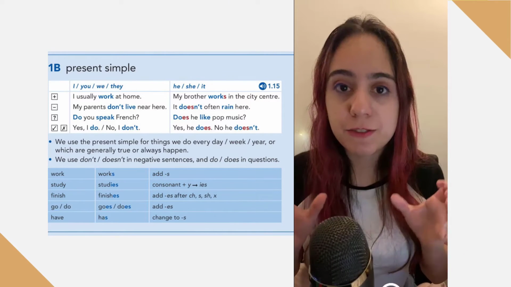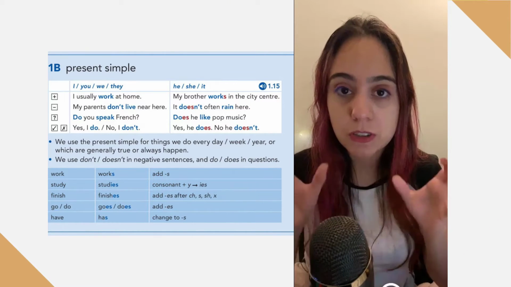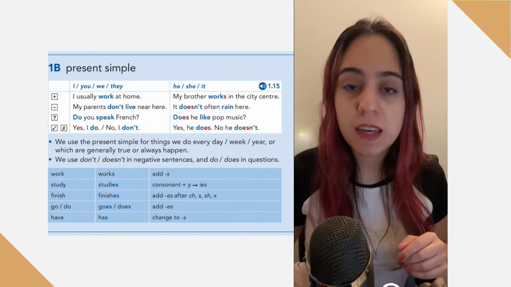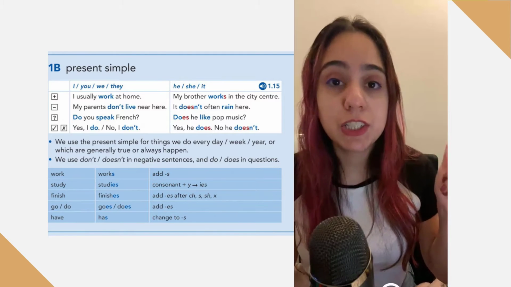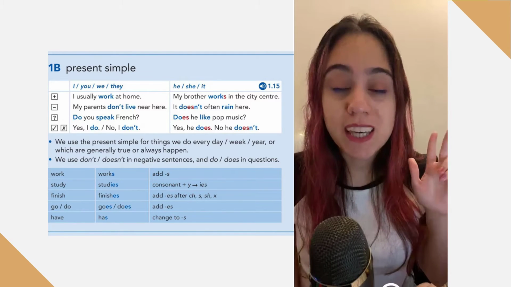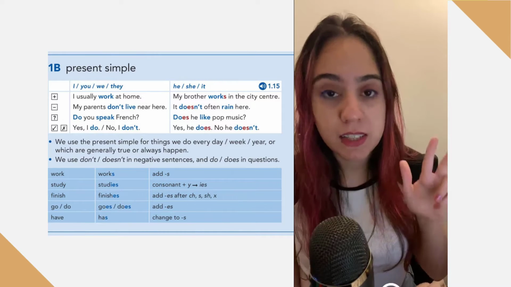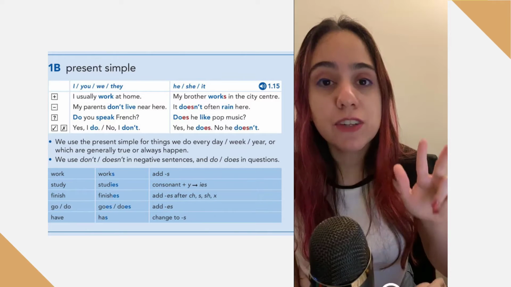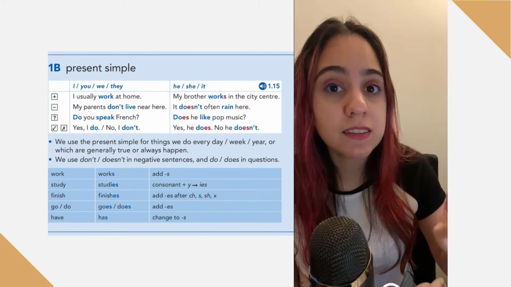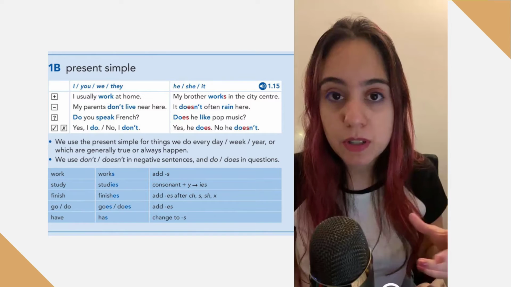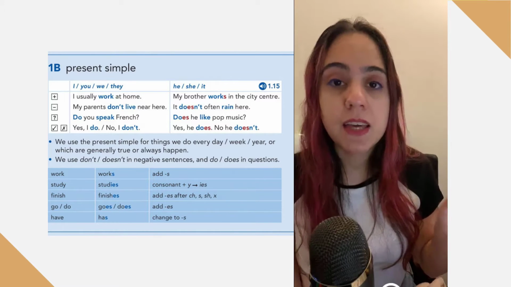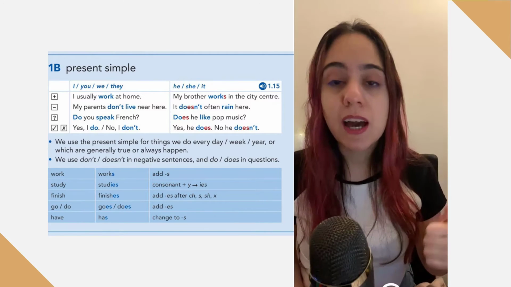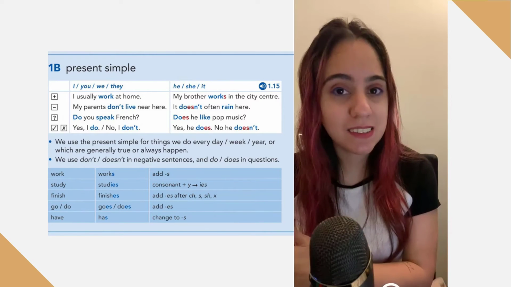First, let's divide the personal pronouns in two. On the one hand, we have I, we, you, they, and on the other hand, we have she, he, it. If the subject of the sentence is she, he, or it, the main verb is going to take an additional letter S at the end. For example, I work and he works. I do and she does.